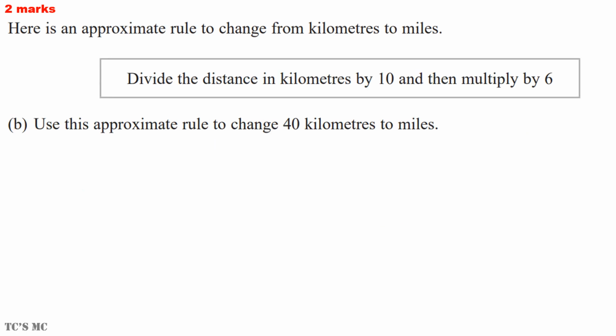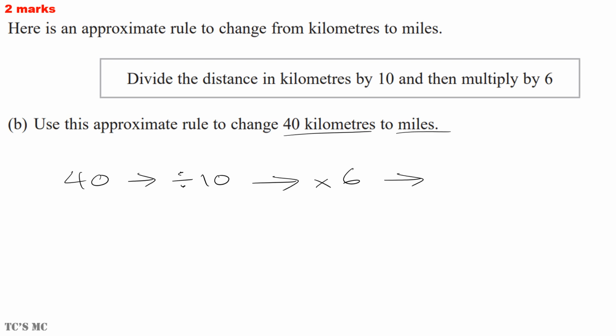Here is an approximate rule to change from kilometers to miles. Use this approximate rule to change 40 kilometers to miles. So I'm going to start by writing 40. It says divide the distance in kilometers by 10. So we need to divide by 10. And then it says, and then multiply by 6. For writing this out, we have 1 mark.